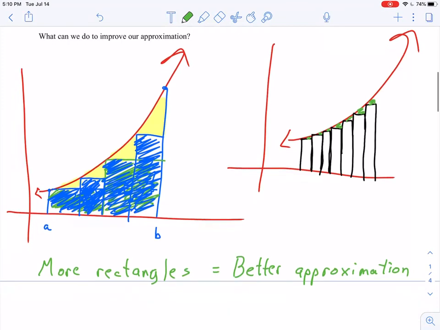I think students overcomplicate this. That's not to say that it's easy, but at the end of the day, keep in mind what we're doing. What we're going to be doing in this section is splitting an interval up into a bunch of smaller intervals. We're going to find the area of each one of these rectangles, and we're going to add them all up.